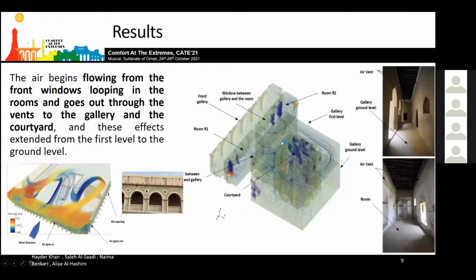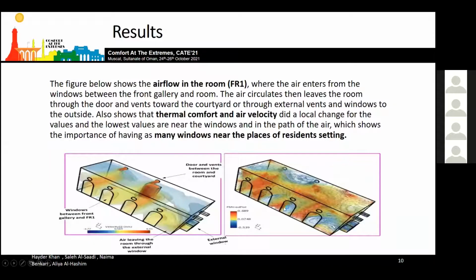Here also in these pictures, we find the relation between the air velocity or the ventilation and the thermal comfort. You can see here in the left drawing, where the air velocity is highest, the thermal comfort is at its highest as well. So there is a strong connection between the air velocity and the thermal comfort. And there is a drop in the thermal comfort in the places with dead airflow, as we see in the corners far from the windows.